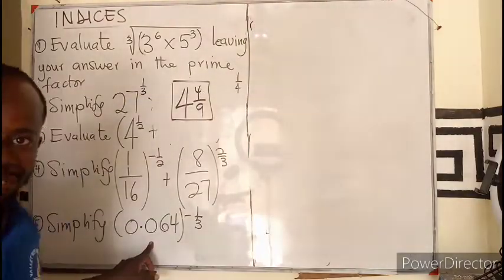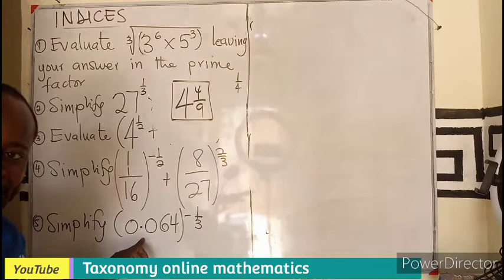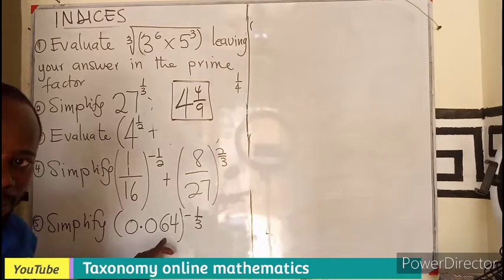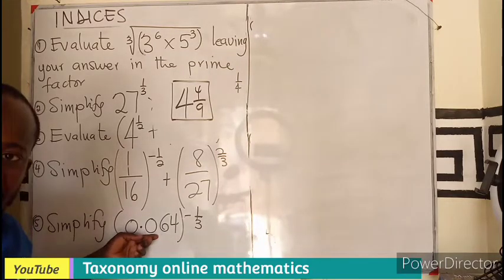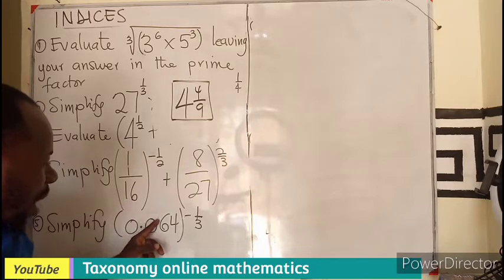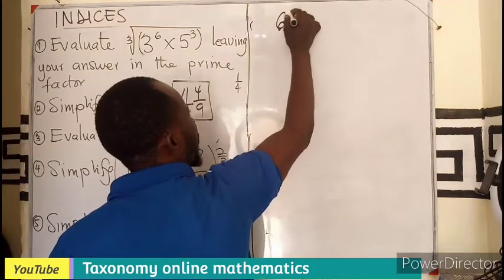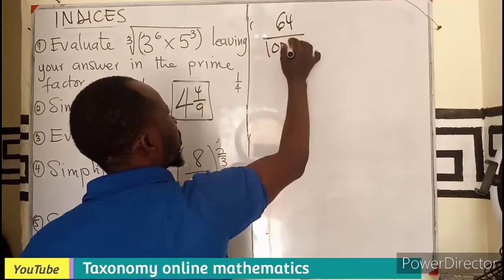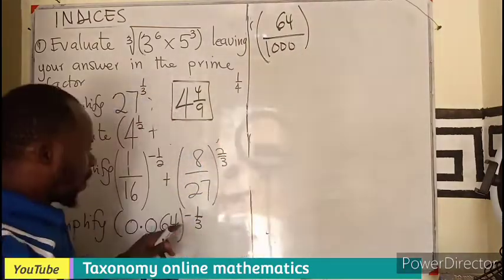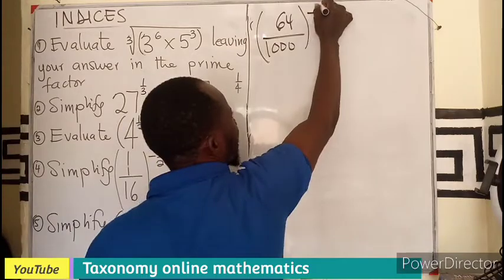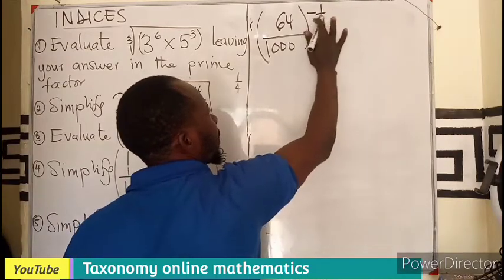Can you pause the video and see if you can get the answer to this? This is a decimal. We can change this decimal to become a fraction. So 1, 2, 3, meaning 64 over 1000 exponent negative 1 over what? 3.